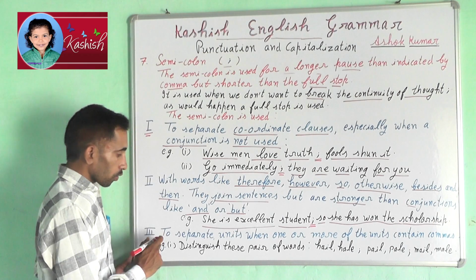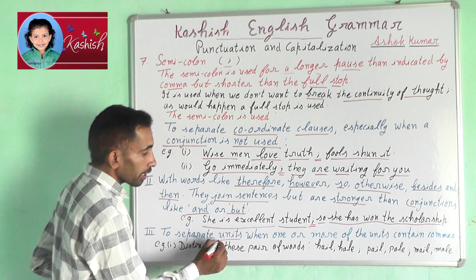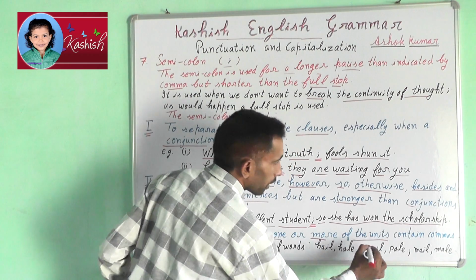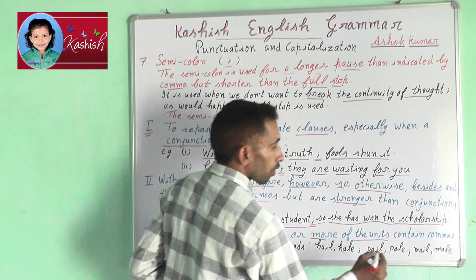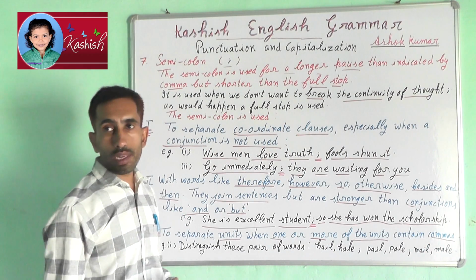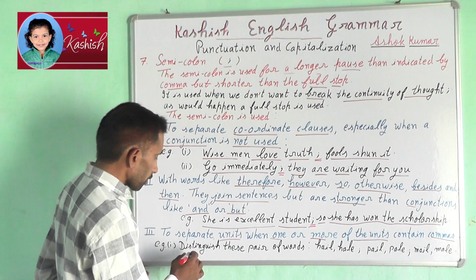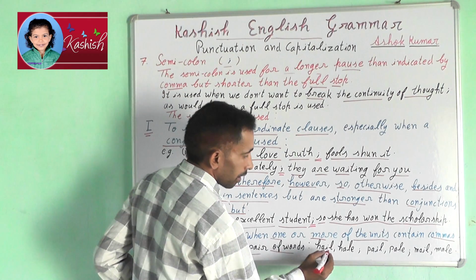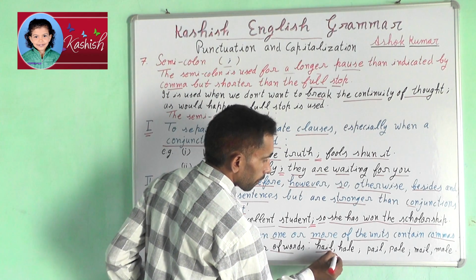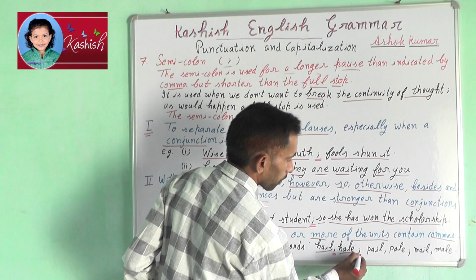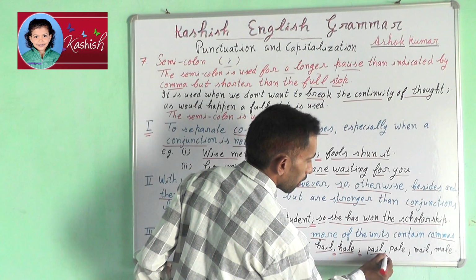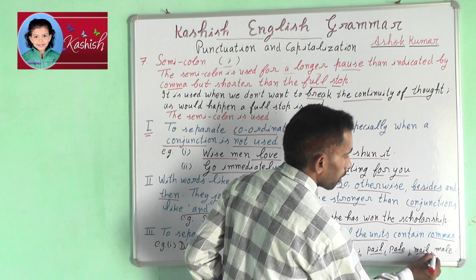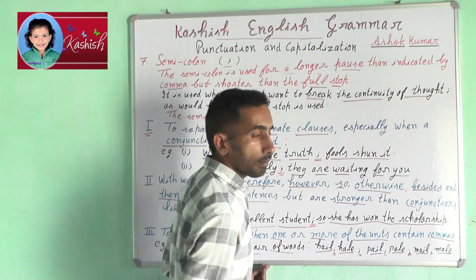Third, to separate units when one or more of the units contain commas. For example, distinguish these pairs of words: hail, hale; pale, pal; male, mail.